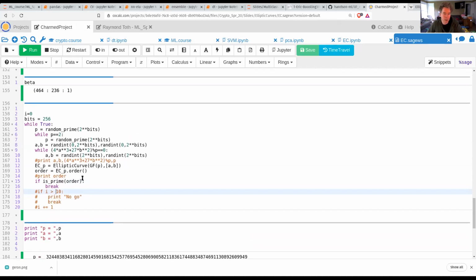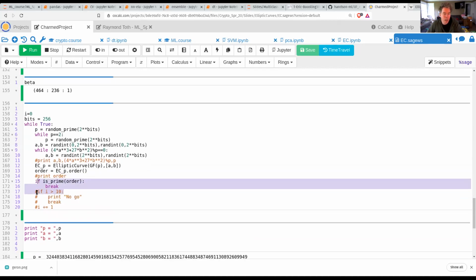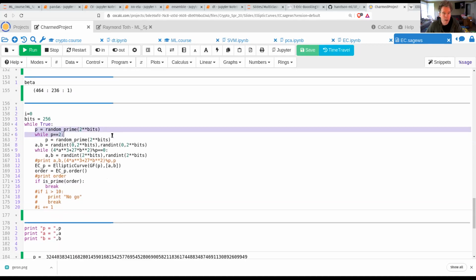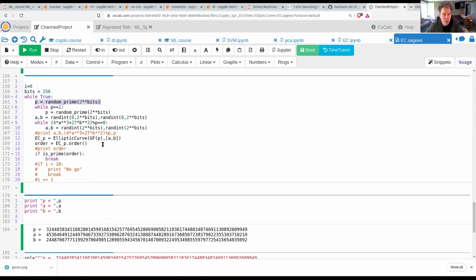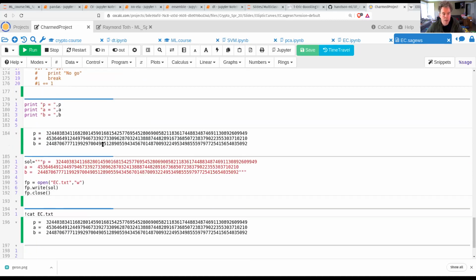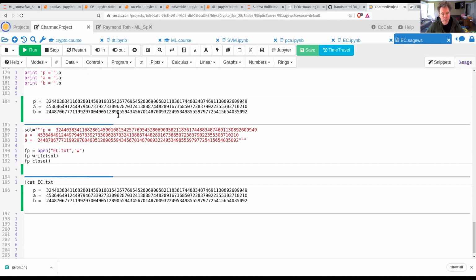Man, this leaping around is just intolerable. What I'm doing here is picking p, a, and b at random, and I'm waiting to see if the order is prime. If the order is prime, then I'm breaking. And this is industrial strength here, because I'm picking p to be a random prime in the neighborhood of 256 bits. So if this completes, which it did, then you get parameters that you actually could use to do cryptography. And when I did it, I got these.